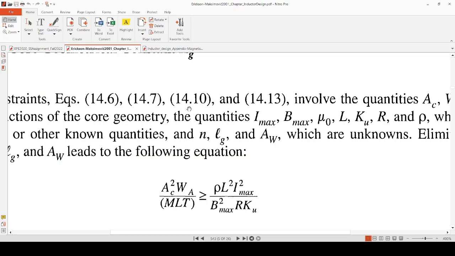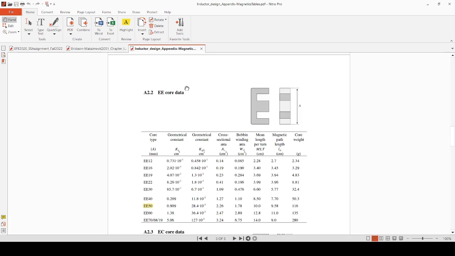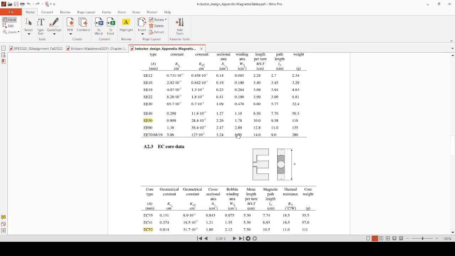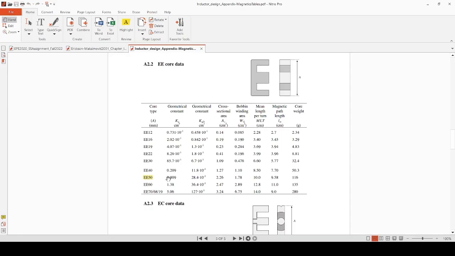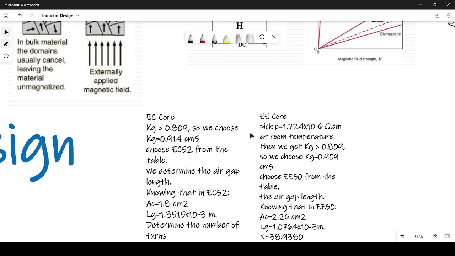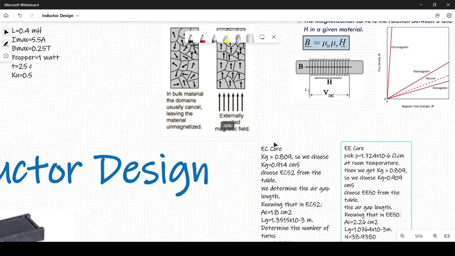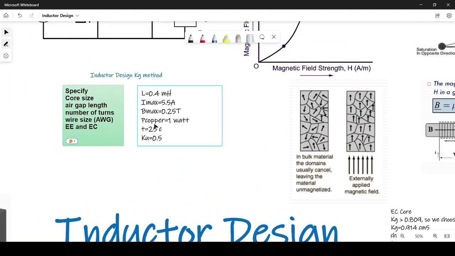So to select a core, you are going to this document and look for a number larger than this number, and you will find this. This is reasonably higher, so you choose the EE50, with some parameters and specifications. So you have chosen this EE core, and you want to calculate the air gap length.